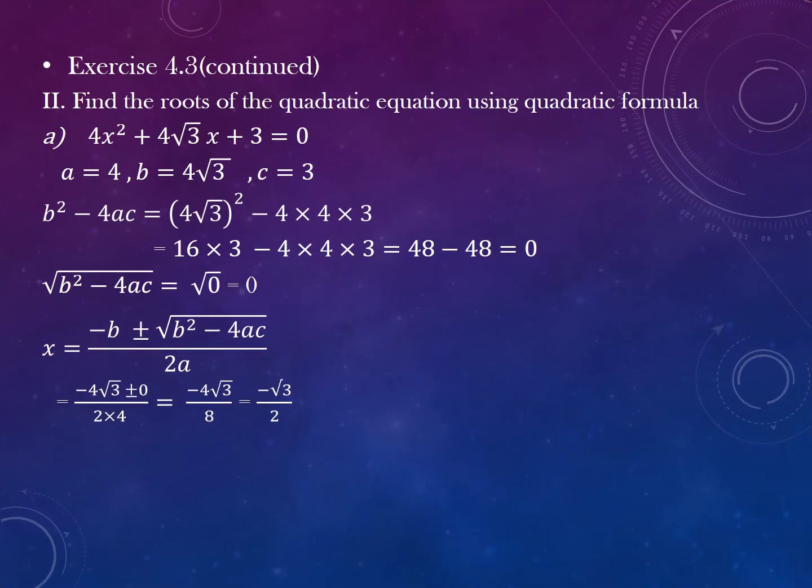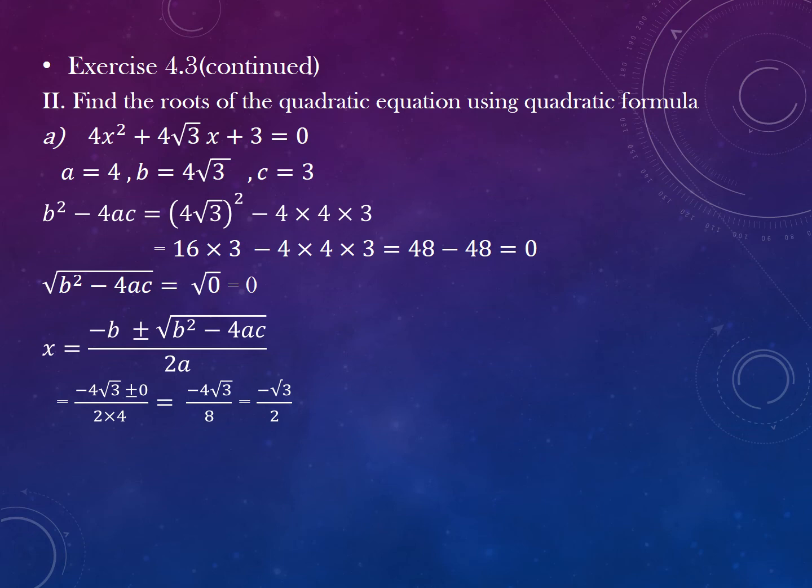Let us continue exercise 4.3. In the previous slides, we have done 4.3 using only the completing the square method. Now, as we have learned the quadratic formula, let us continue the exercise. Find the roots of the quadratic equation using the quadratic formula: 4x square plus 4 root 3x plus 3 is equal to 0.